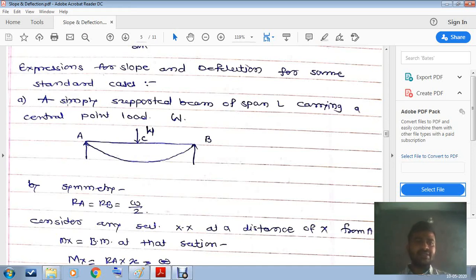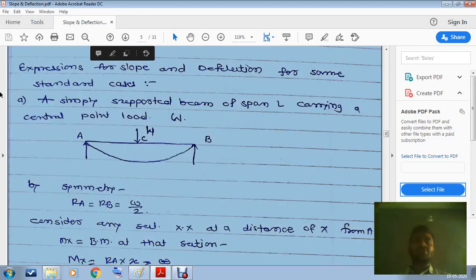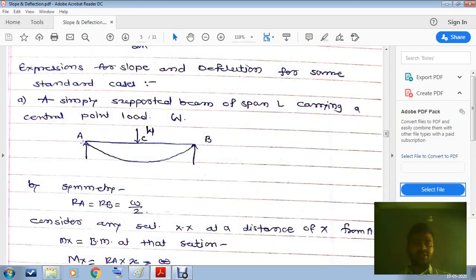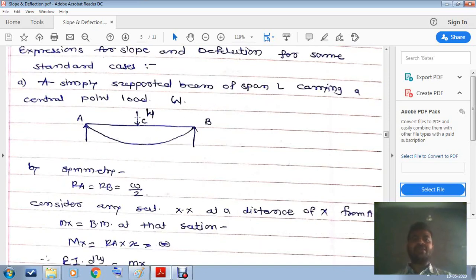You can see I have considered a simply supported beam AB which is subjected to a central point load having magnitude W at point C. Here we have a deflected shape. So this is a simply supported beam having span L subjected to a central point load W.